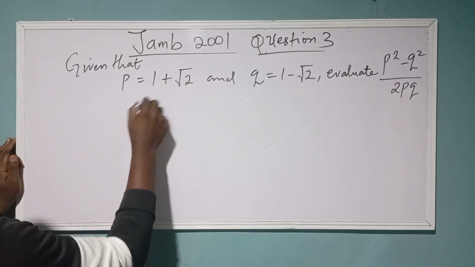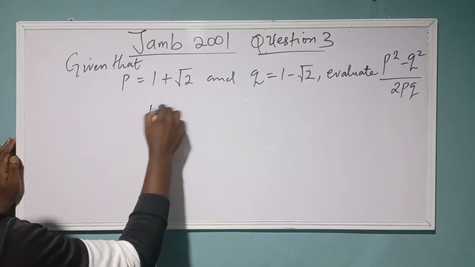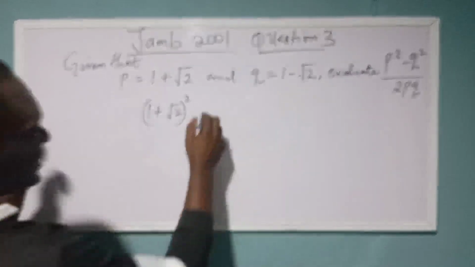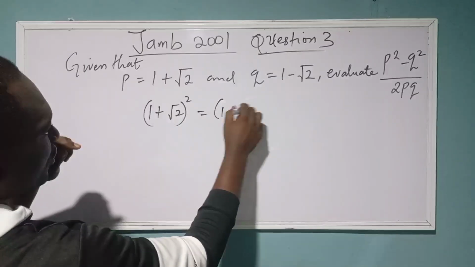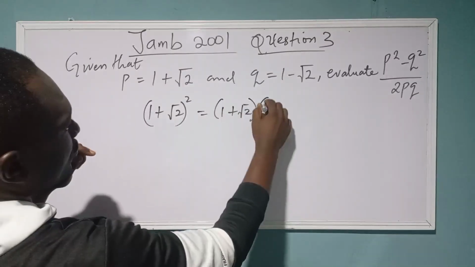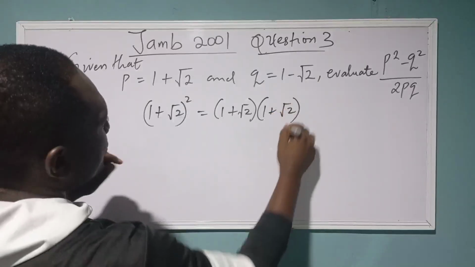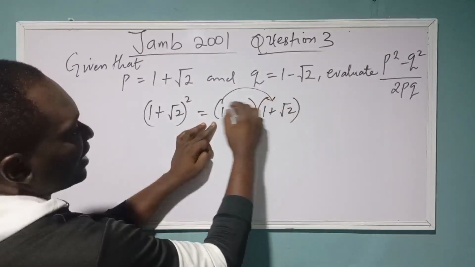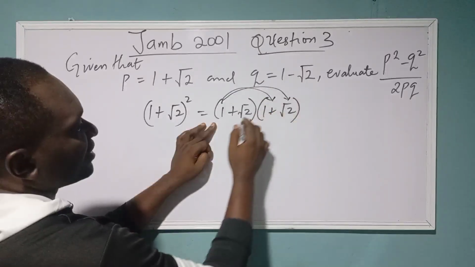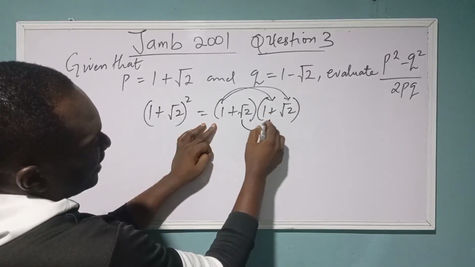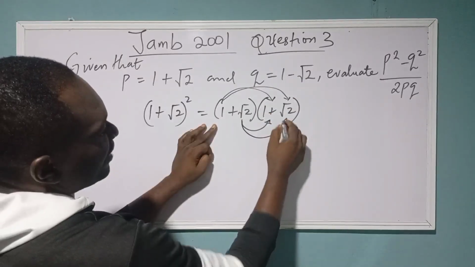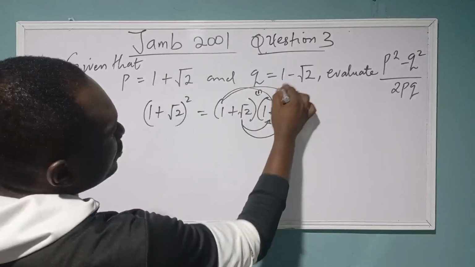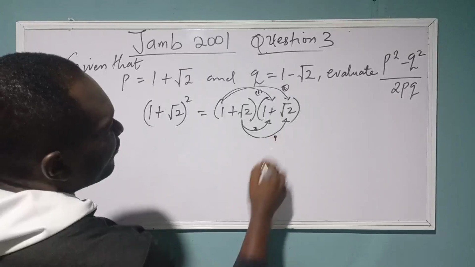If P is equal to this, then P square will be 1 plus root 2 all squared. So expanding it, we are going to have 1 plus root 2 into 1 plus root 2. Multiplying this, we use this one to multiply this and use the same one to multiply this. We use this root 2 to multiply this and still use the root 2 to multiply this root 2, right? Okay, so let's start step 1, step 2, step 3, and step 4.